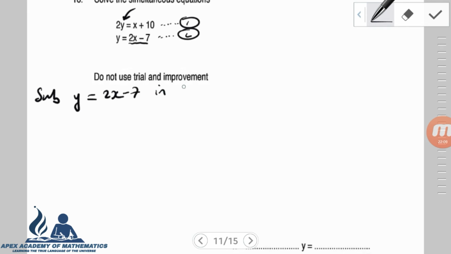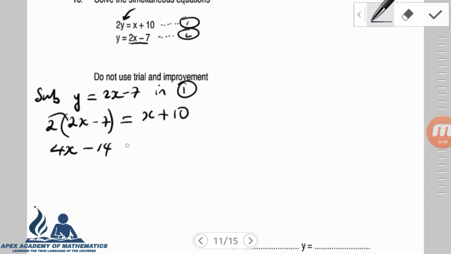in equation 1. So it means that anywhere I see the letter y in equation 1, I'm going to put 2x minus 7. So I'm going to have simply 2 open bracket, since there's a y here, and y is 2x minus 7, so that's 2x minus 7. And then now that's going to be equal to x plus 10. And now I have an equation all in x. So distribution law here, 2 times 2x is 4x. 2 times minus 7 is minus 14. And that's equal to x plus 10.